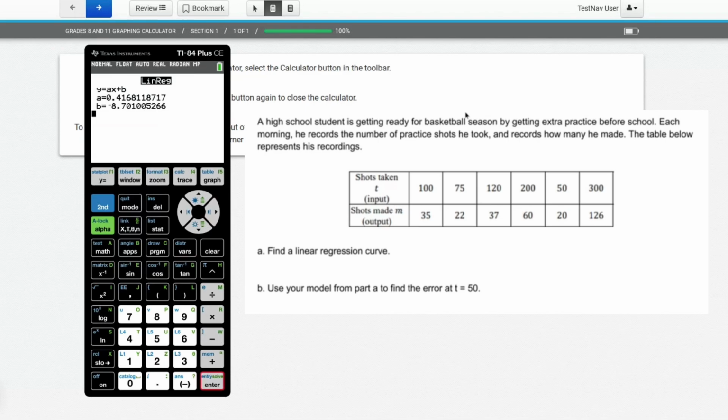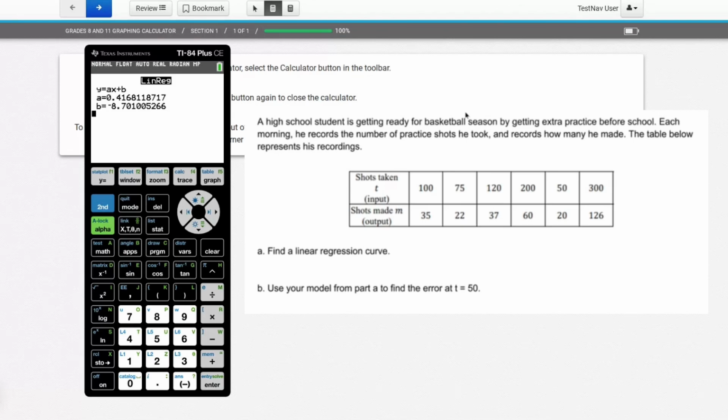Okay, so the equation that we come up with is a messy one, but we round it to 3 decimal places. Y equals 0.417x minus 8.701. Now B asks the question, what did it ask? Sorry, I'm scrolling through my notes here. Use the model from part A to find the error at x equals 50.